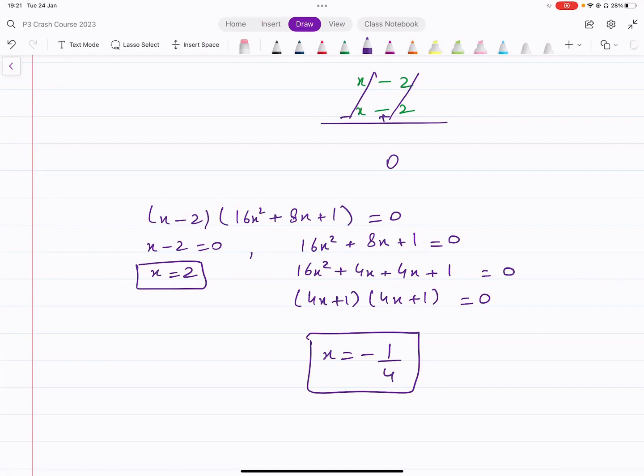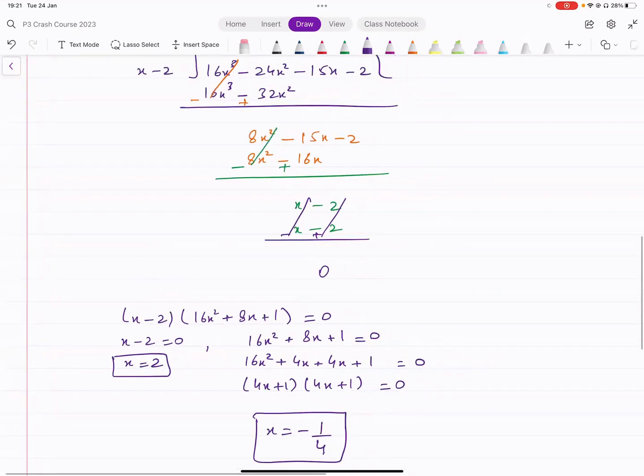So when you're not given a factor already, you have to basically find that yourself by hit and trial. You have to guess it. And then the rest of the process remains exactly the same as before.